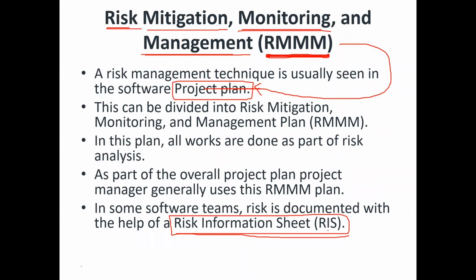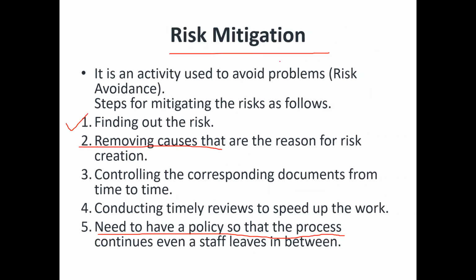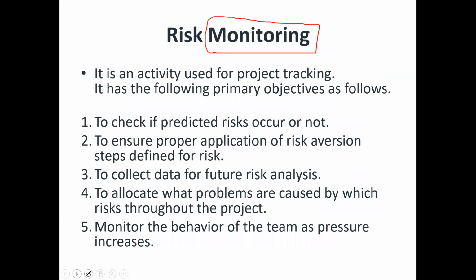On that particular sheet, that is called the risk information sheet. Risk mitigation means you should find the cause of the particular risk, and then you should remove it first, in the beginning itself. You have already finished that, but still risk may arise in between also.